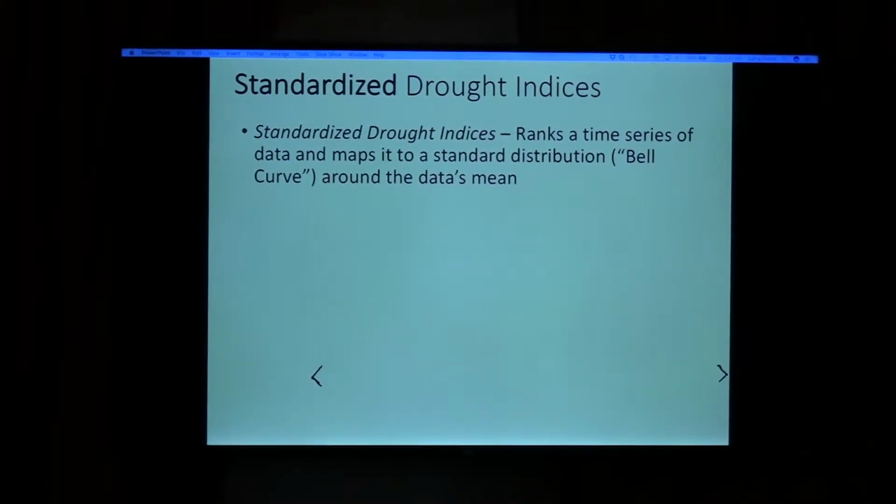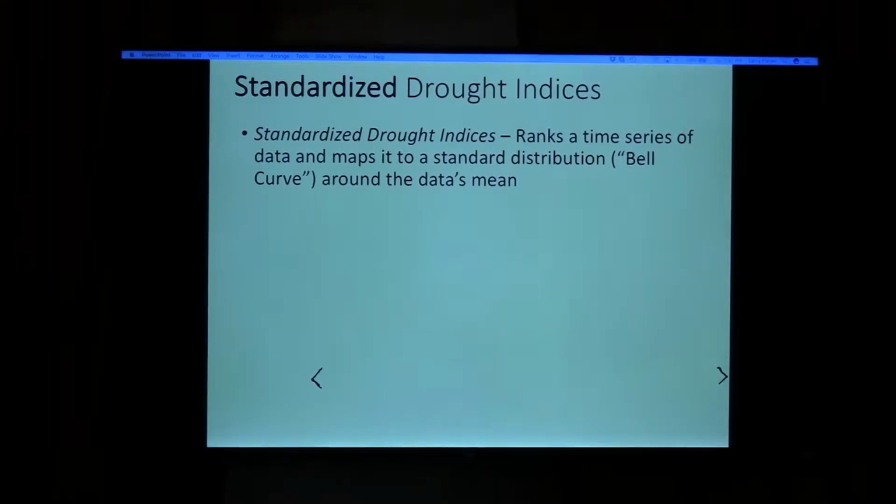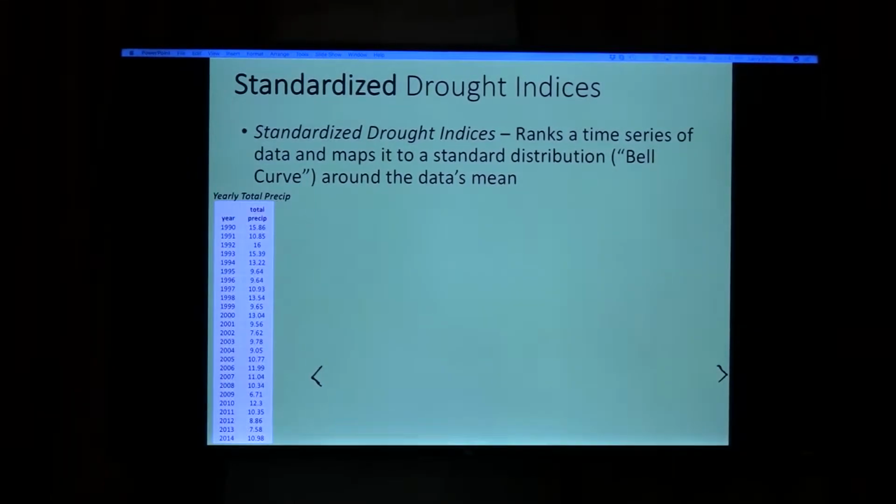One specific type of drought index is a standardized drought index, and a standardized drought index takes a time series of data and ranks it from its highest number to its lowest, and then maps it to a standard distribution around the mean of the data. What that looks like in practice is if I have some time series of precipitation, this is yearly total precipitation from 1990 through 2014.